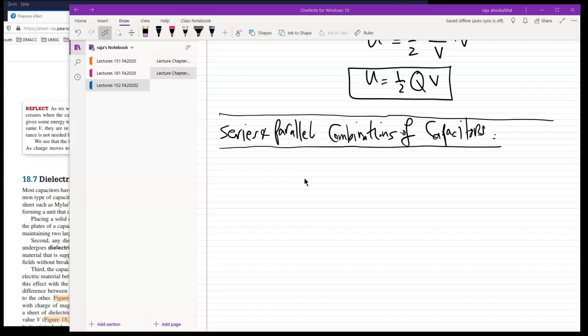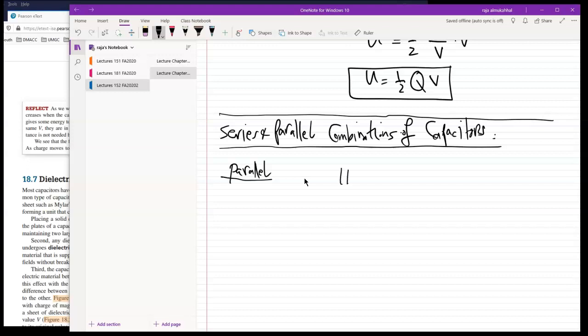So let's start with the series combination. Let's start with the parallel combination. I'm looking at my notes here. The parallel combination. So parallel means I have, let's say, 2 or 3 or 4, an n number of capacitors that are in parallel combination. Let's take 2 for simplicity.